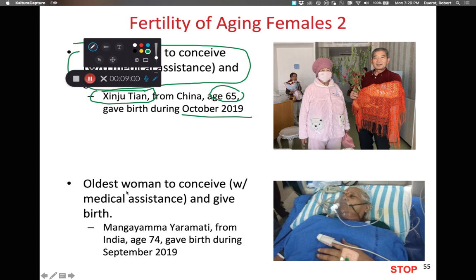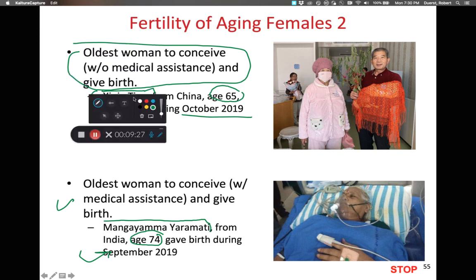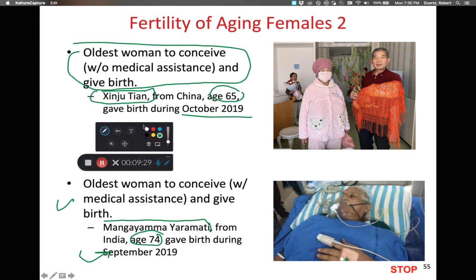In terms of the oldest woman to conceive with medical assistance and give birth, it is a woman from India. She was age 74 at the time that she gave birth. And this is another name that I'm worried about mispronouncing. Mangayamma Yaramati. And this happened just last fall, during September of 2019. So we had two brand new world records made just last fall in terms of female fertility, both natural conception and conception with medical assistance.